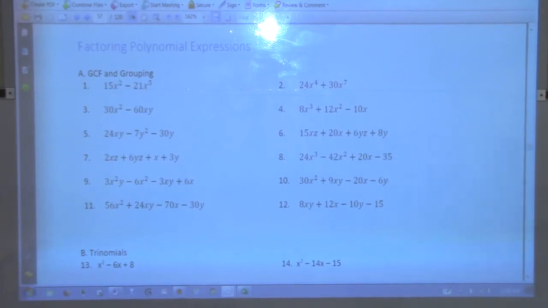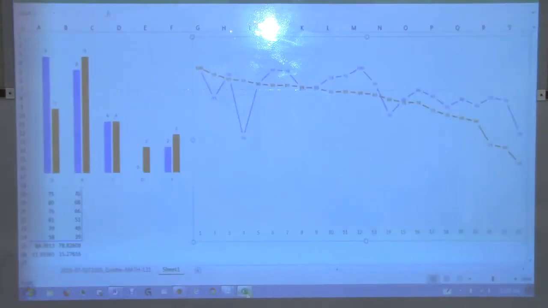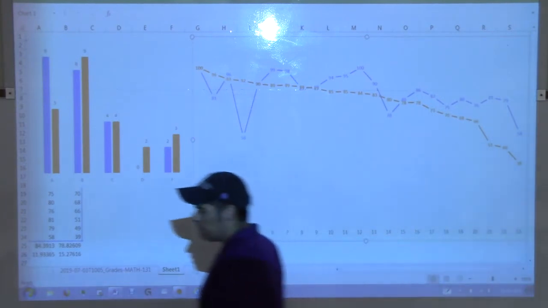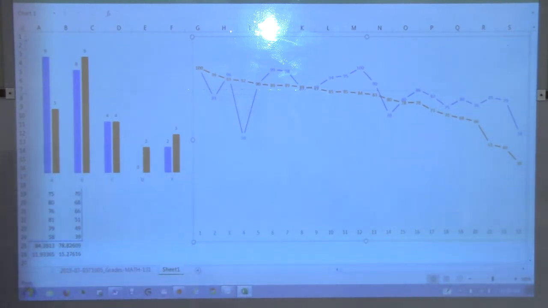All right, well, let's take a look at the results of the exam. I have those here for us. This may be hard to read from where you're sitting, so I can summarize things here for us. Everything in blue is the first exam, everything in orange is the second exam.